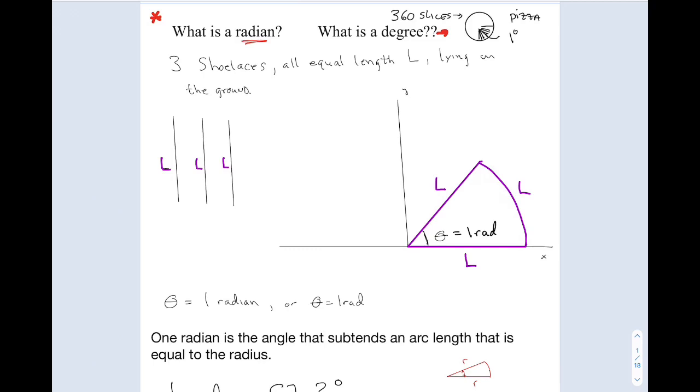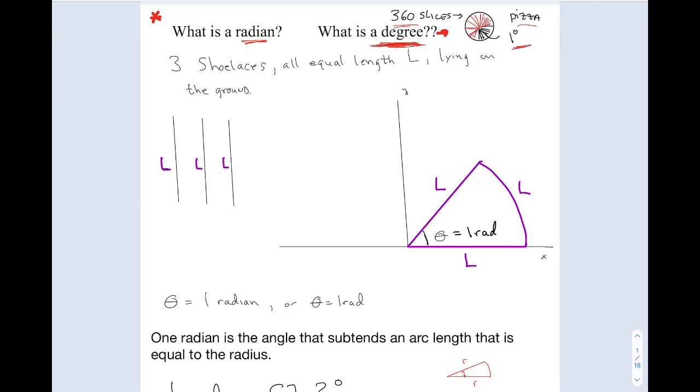Now first thing you can also ask is, well, what is a degree? Everyone understands what a degree is. What is 1 degree? Well, imagine you have a pizza, and you take 360 equal little slices. You chop it up, cut it into 360 equal portions. Each of those is 1 degree. So that makes sense.